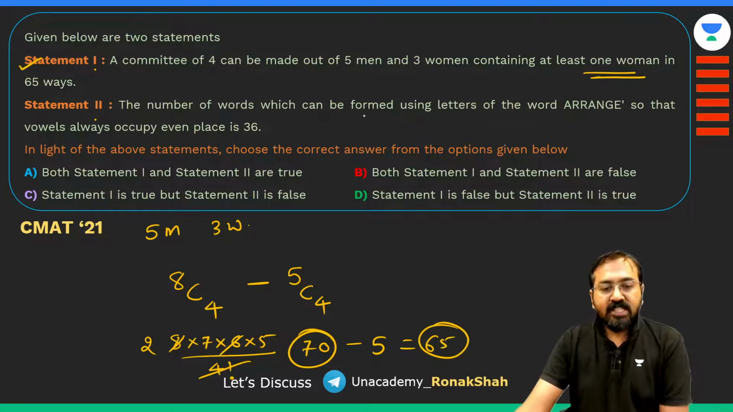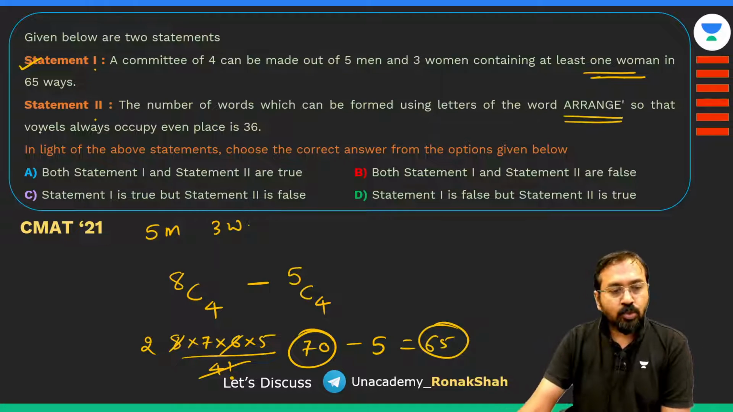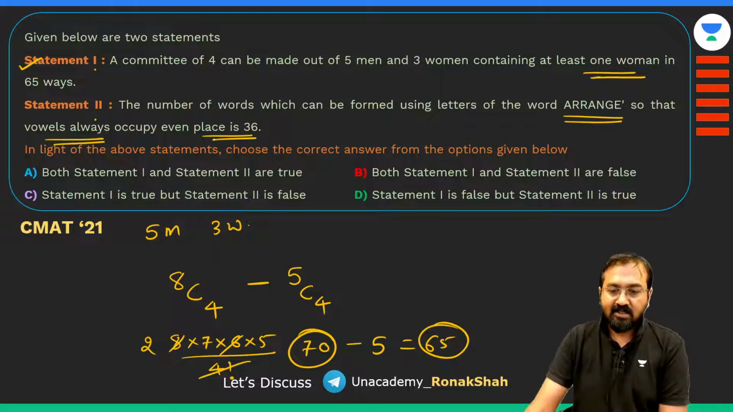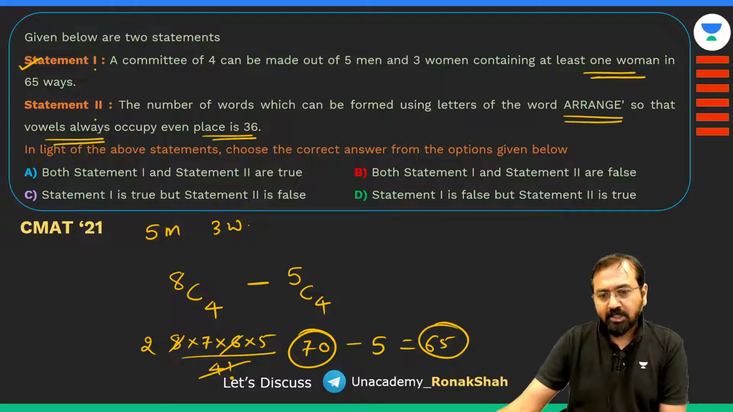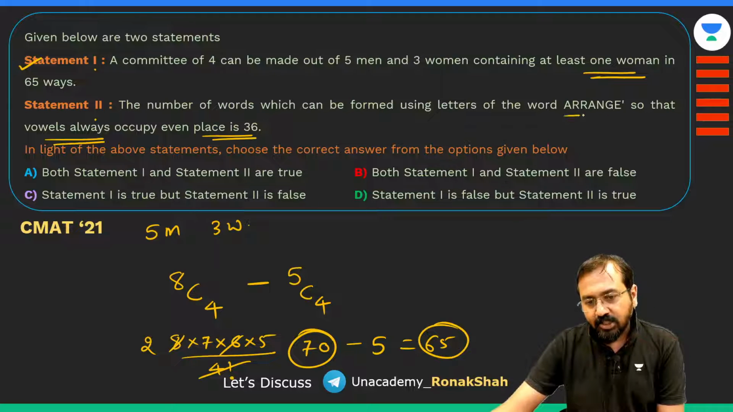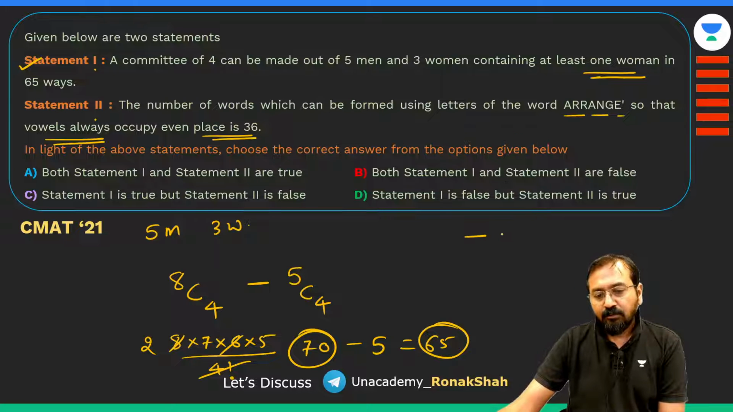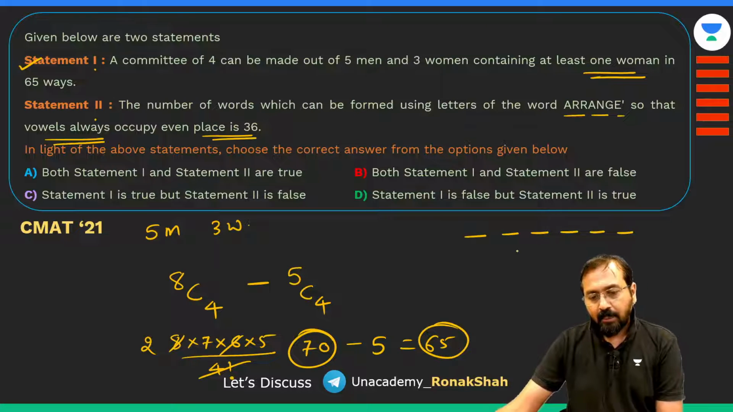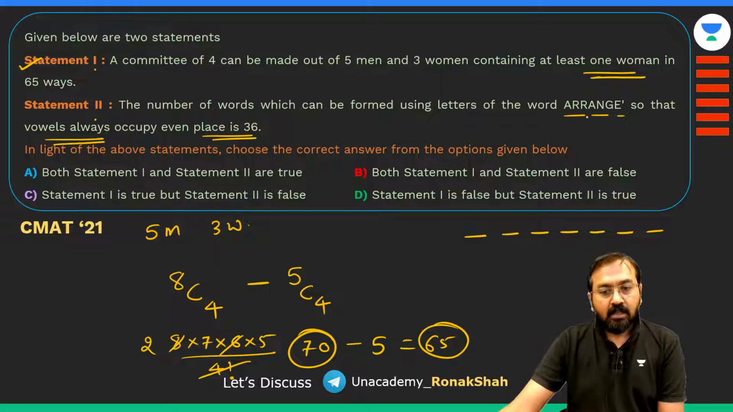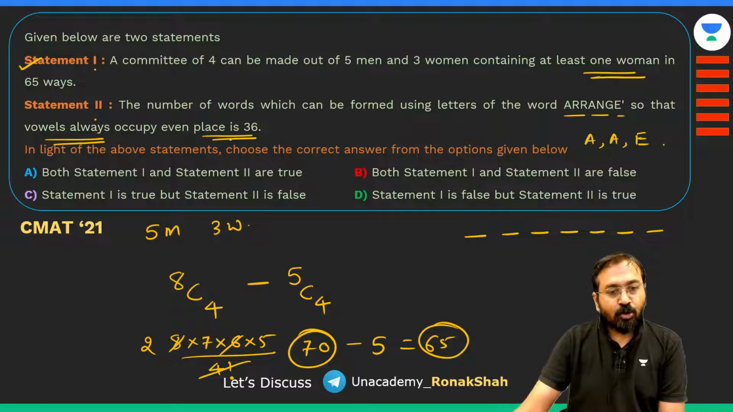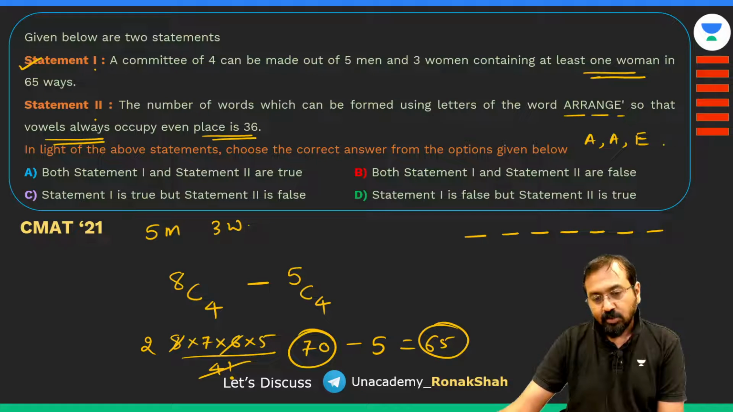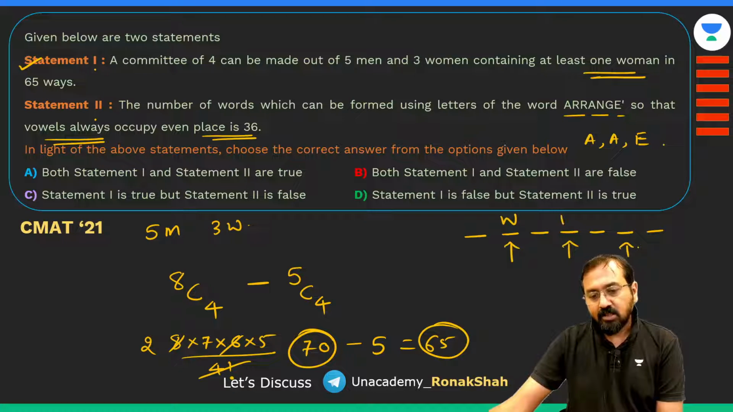The number of words which can be formed using letters of the word arrange so that vowels occupy even places. Now guys, this is an interesting question, but it's a simple question. Nothing to worry much about. So how many letters are there in the word arrange? 3, 3, 6 plus 1, 7. We need to create 7 letter words. 2, 4, 6 and 7. And vowels, how many vowels are there? So we have A and E. And it should always be at even places. So that means it should be over here, and over here. So guys, we need vowels over here, and the remaining places we need consonants.